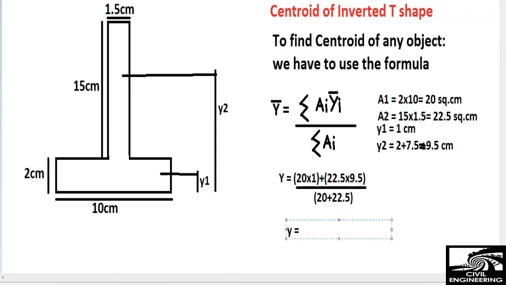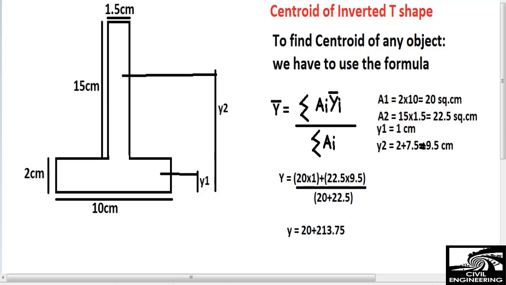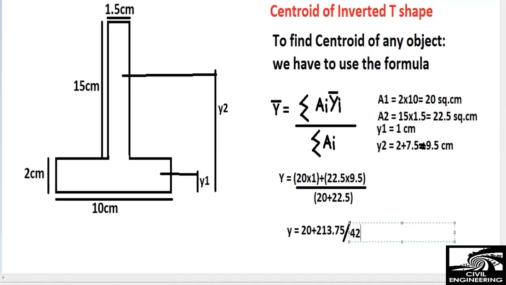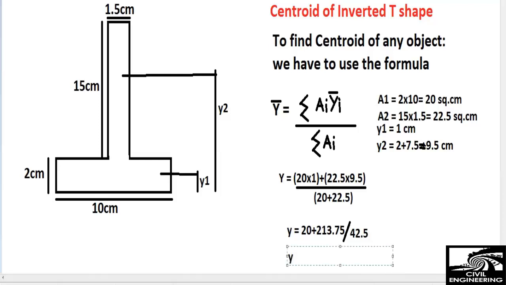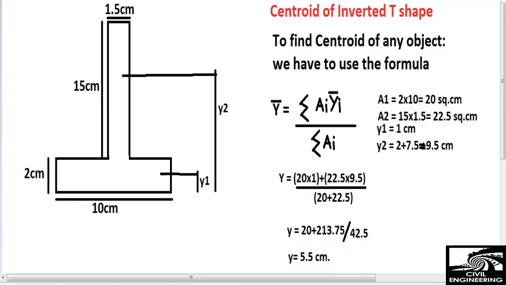multiplying on the calculator, this is 213.75 plus 20. I just simplified it by calculating the above values and dividing by the sum of areas, simply 42.5. Yes, it's equal to 42.5. Now coming again, y bar is equal to, I'm going to add these two values and divide by 42.5, it comes out to be 5.5 centimeter. Yes. So I'm showing you that this is now the centroid of this inverted T shape.